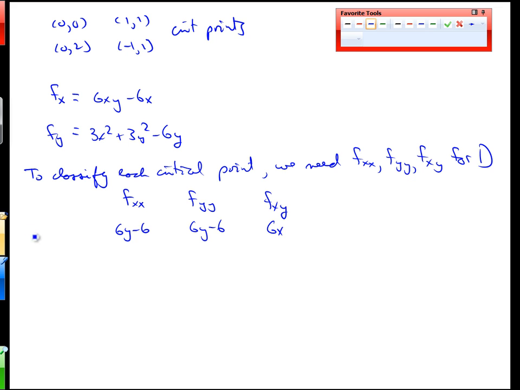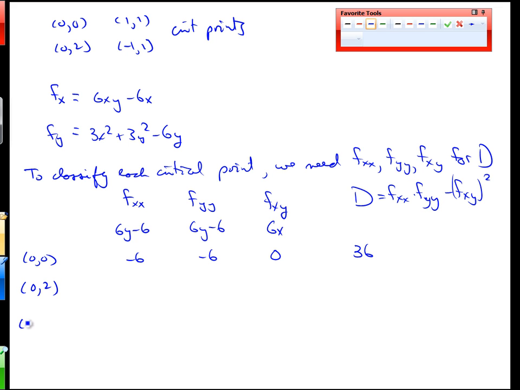Then what we can do is look at our points. We can look at the point (0, 0) and say, well, what does this turn into at that critical point? Well, at (0, 0), we have negative 6, negative 6, and 0. And so our D, which again is the product of the two direct concavities minus the mixed derivative squared, is going to be 36. We'll classify it in a second. Let's just do all the values first.